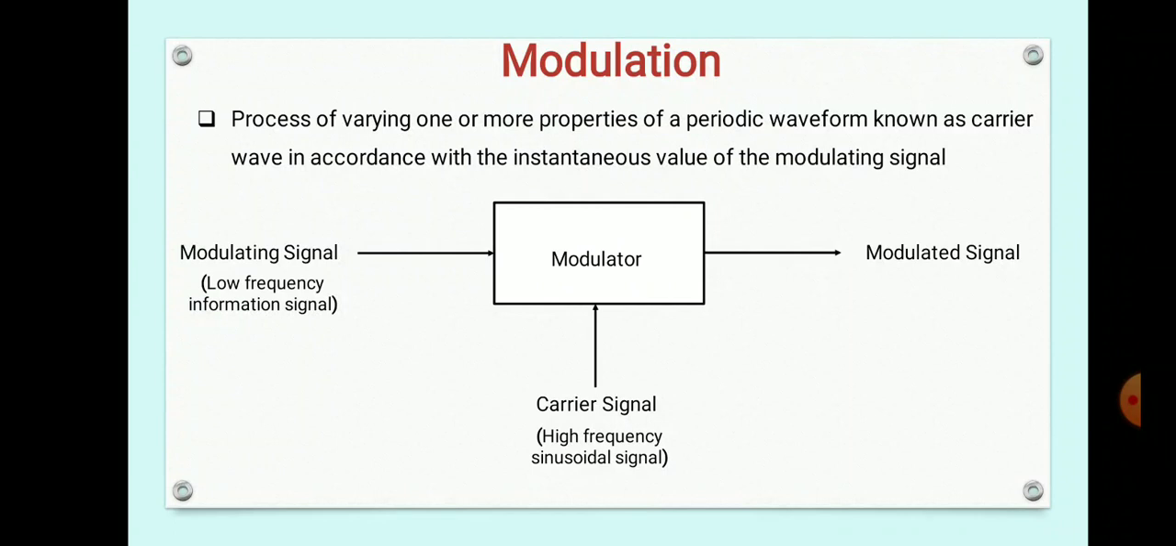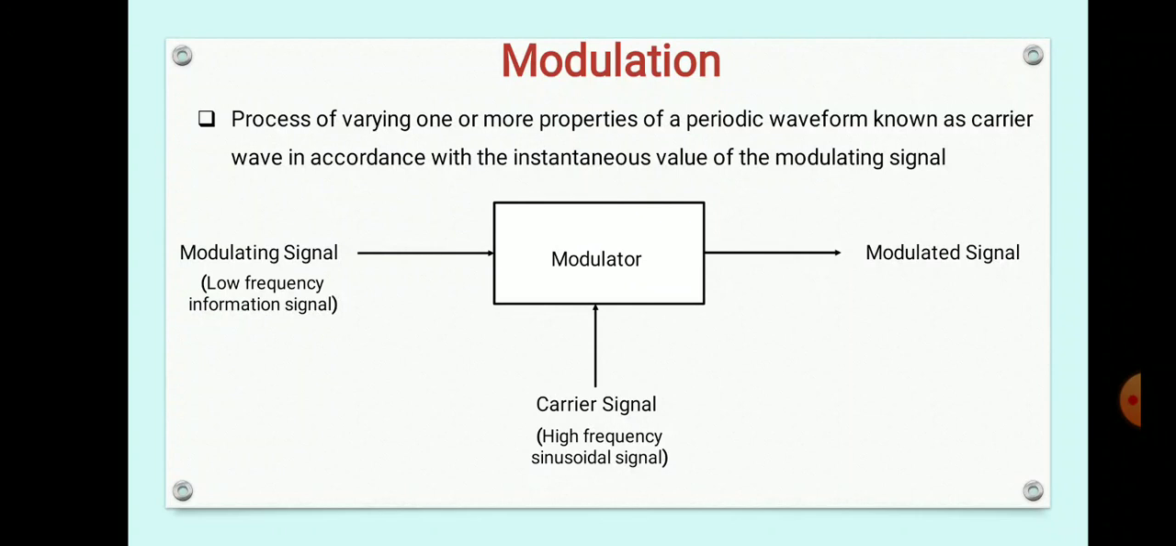It is having a low frequency, and carrier signal is the high frequency signal which carries the information through space in the form of radio waves. So our information signal is known as the modulating signal, and the high frequency periodic signal for carrying our modulating signal or information is known as the carrier wave. The device which is used to modulate the information signal using the carrier wave is known as the modulator.